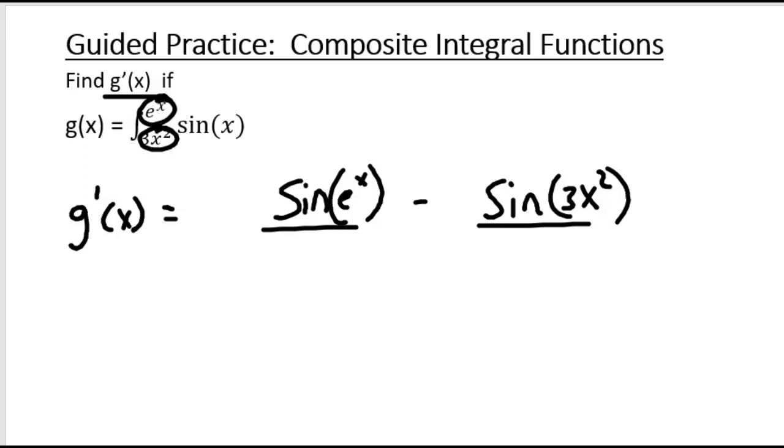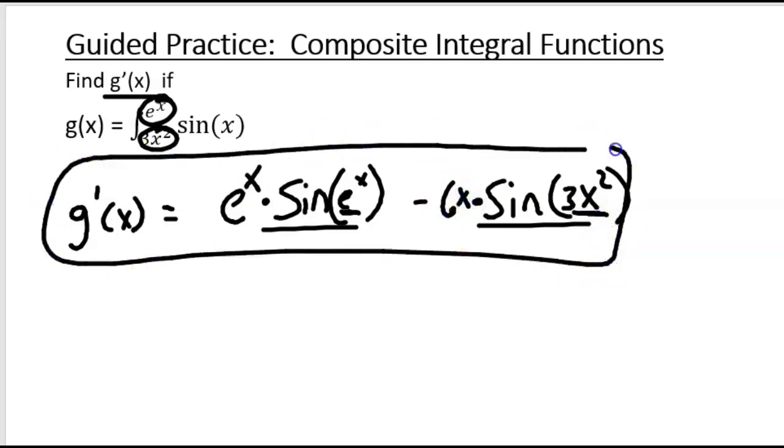All right, so what you're going to multiply this by is the derivative of the inside. So the derivative of e to the x is just e to the x, so I'm going to put e to the x there. And this one I'm going to multiply by the derivative of this inside, which is 6x. And that's the fast way to find the derivative of a composite integral function.